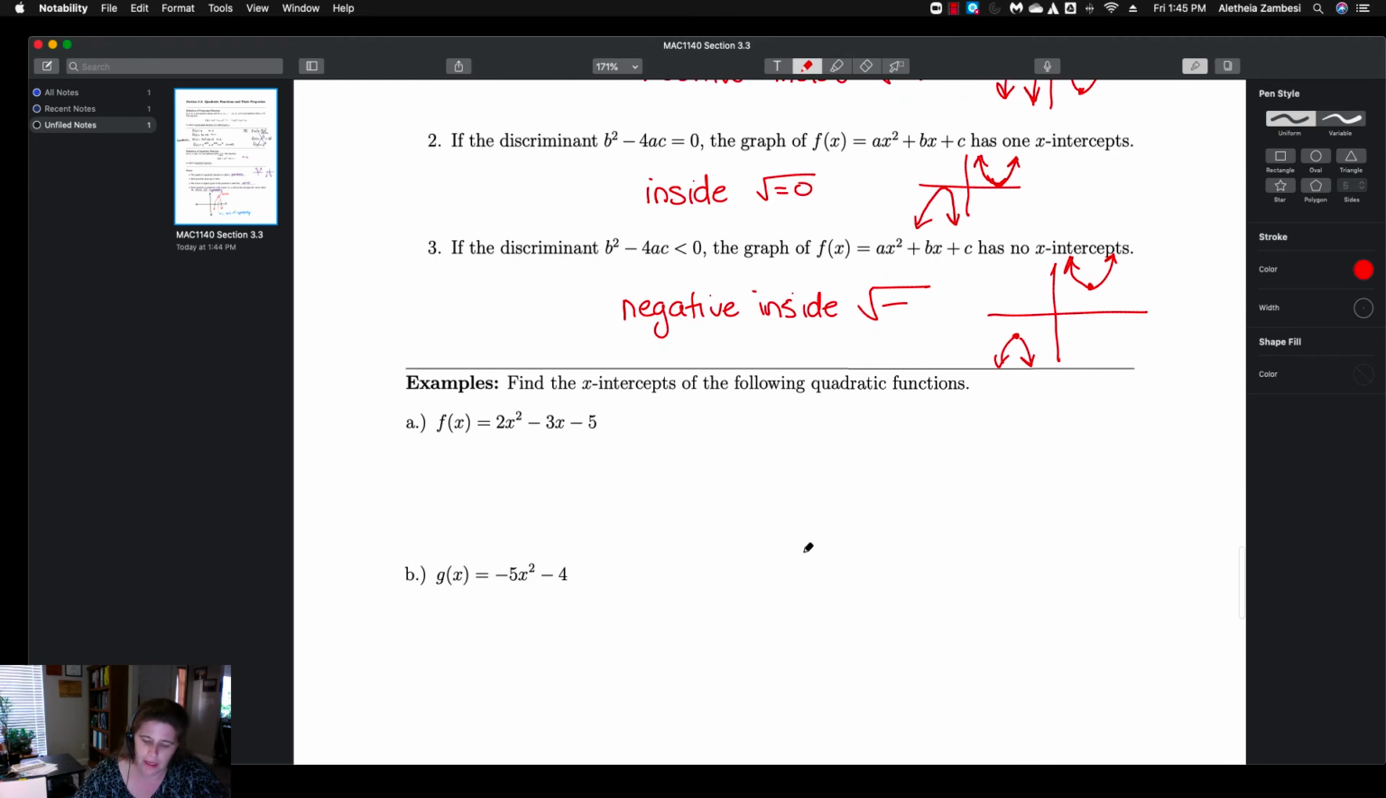So if I want to find the x-intercepts to this first quadratic function, I have 2x squared minus 3x minus 5.